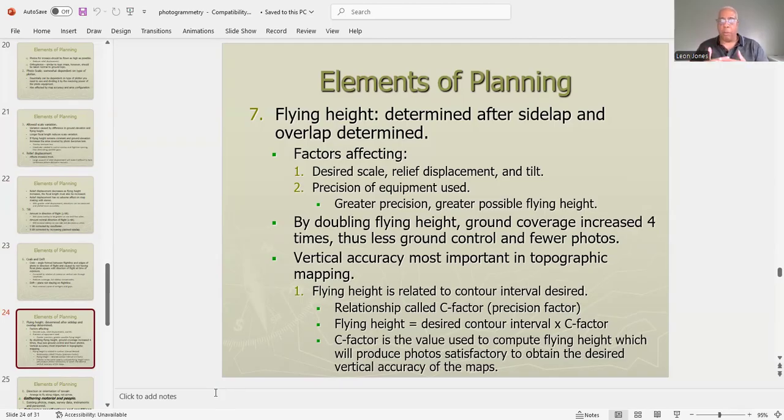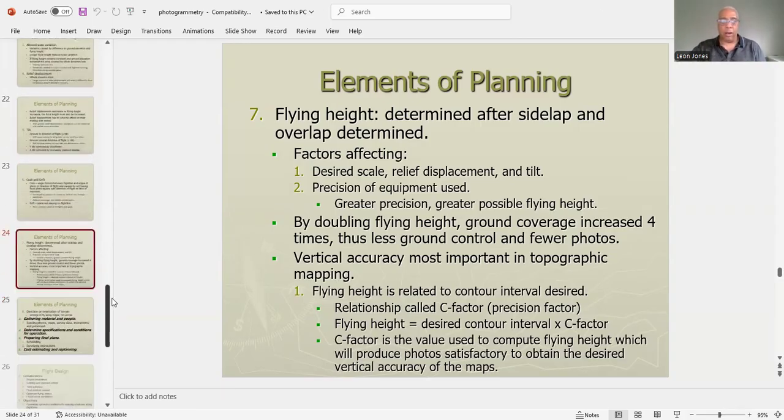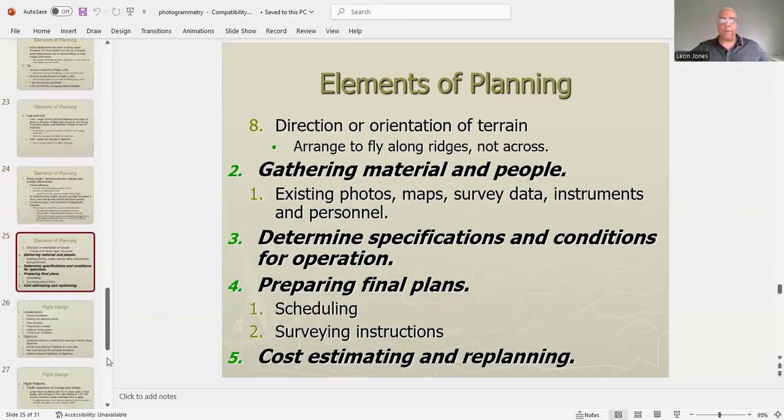Vertical accuracy is most important in topographical mapping. And this is where you need flying height, because it's related to the desired contour interval. The relationship is called the C factor or the precision factor. Flying height equals desired contour interval times C factor. C factor is the value used to compute flying height, which will produce photos satisfactory to obtain the desired vertical accuracy of maps. Then you have direction or orientation of terrain.